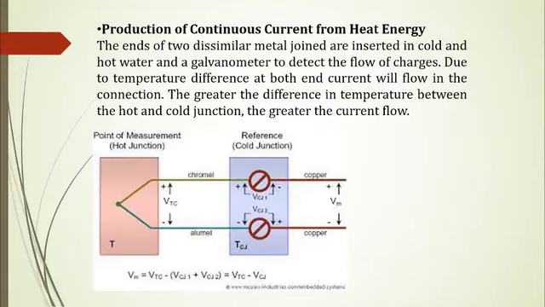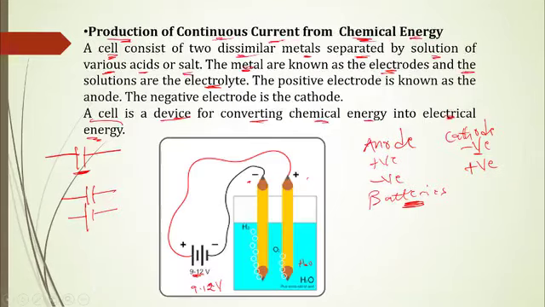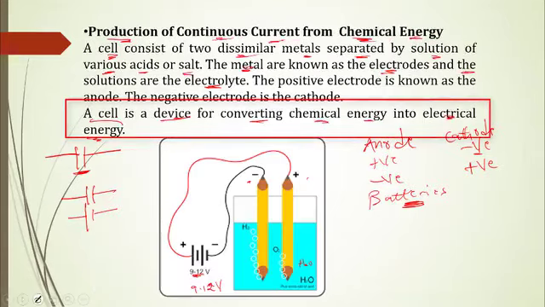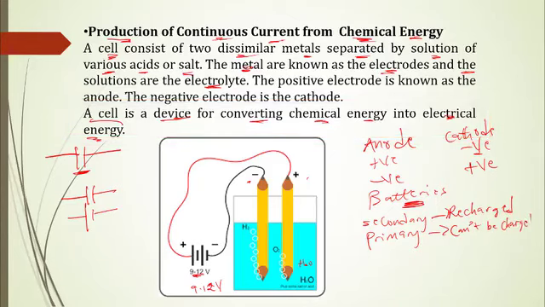Now let's look at the production of continuous current from heat energy. Before that, I'd like to take us back a little bit, and I'd like to point out that when it comes to cells, we have two basic kinds of cells. You learn that in subsequent classes. We have the secondary cells and the primary cells. Put simply, secondary cells are cells that can be recharged after they've been exhausted, and primary cells are cells that are made to be used once and for all. They cannot be charged. So you just have that at the back of your mind.